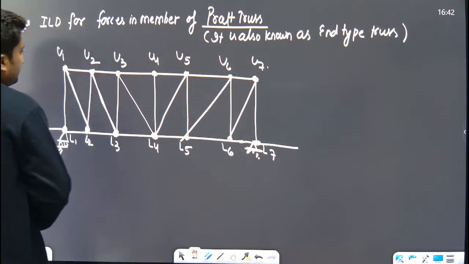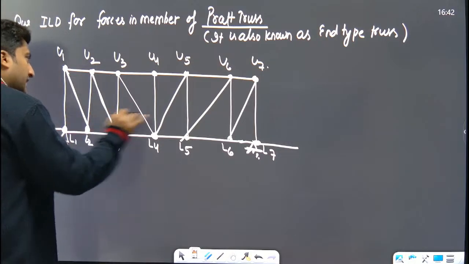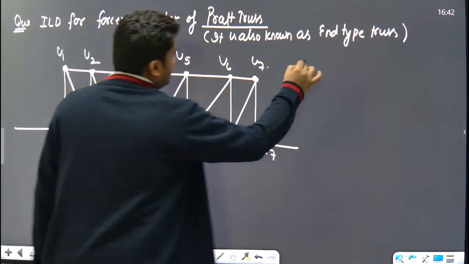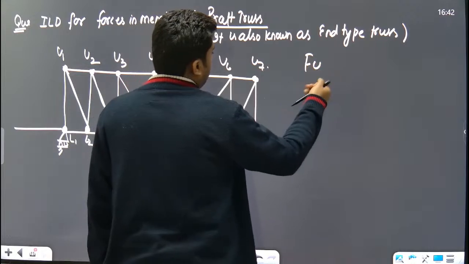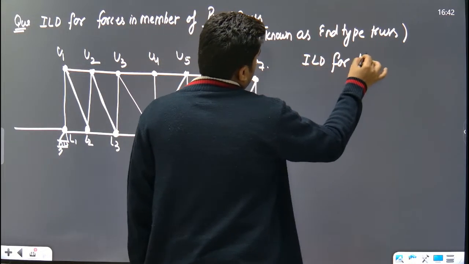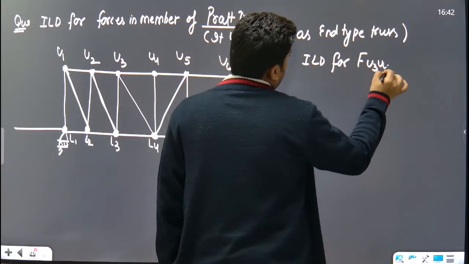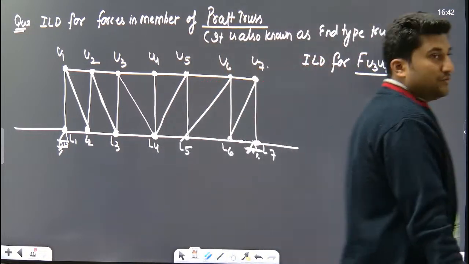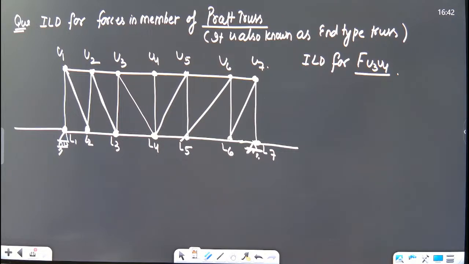Clear? When the unit load is moving in the truss, you need to draw the ILD for force in the member U3 and U4. This is your task.